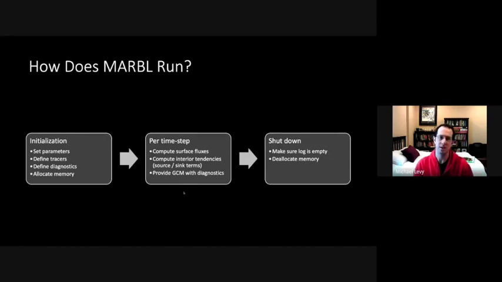So MARBL runs in kind of three stages. In initialization, we set parameters and define tracers and diagnostics. Then every time step, we compute surface fluxes and interior tendencies on the source sink terms. And after each of those computation stages, we return a set of diagnostics. So there are diagnostics related to the surface flux computation and diagnostics related to the source sink computation. And then at the end, we shut down. We clean up memory space and make sure the GCM has received the final log.